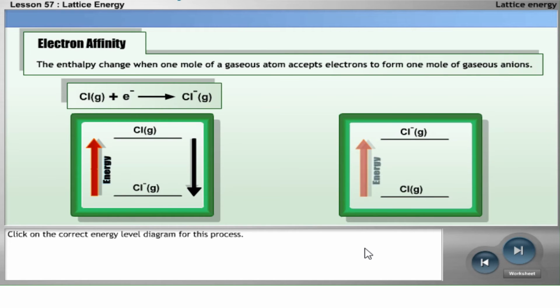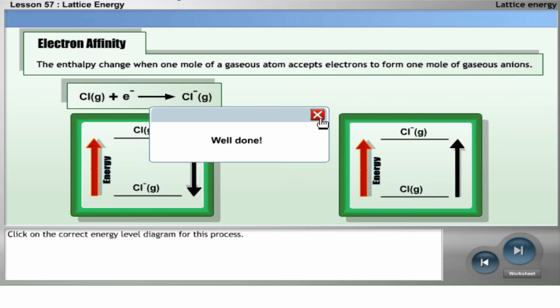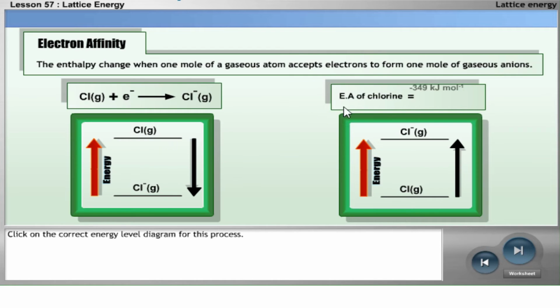Which one is the correct energy level diagram for this process? Okay. EA of chlorine, electron affinity of chlorine, is equal to negative 349 kJ per mole.